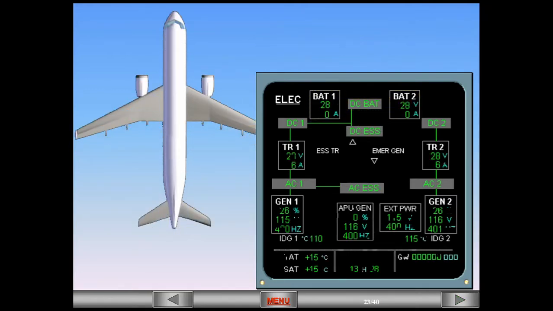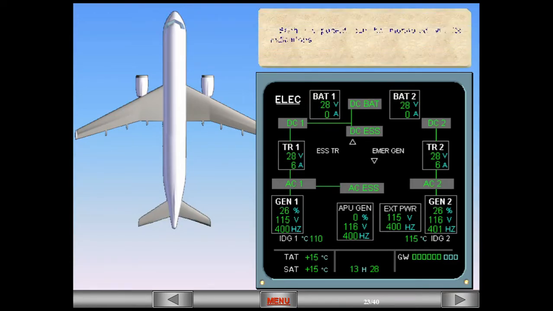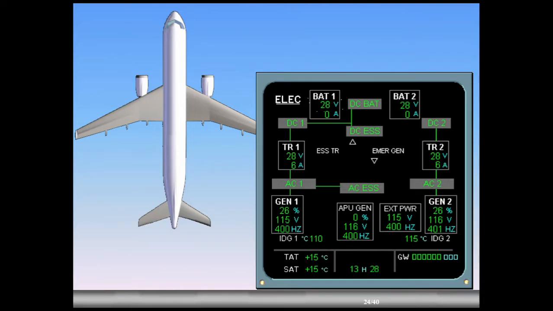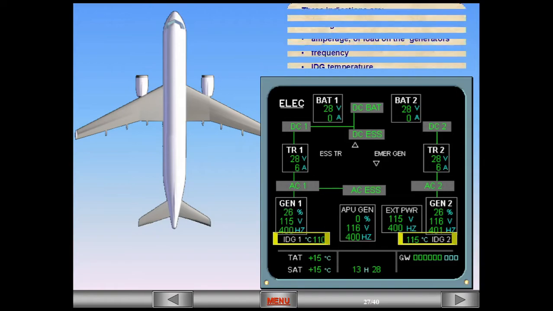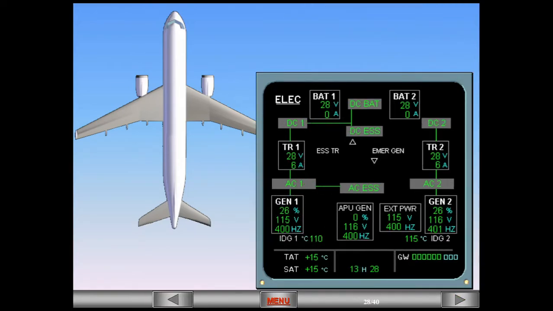Each component can be monitored via its indications. These indications are voltage, amperage or load on the generators, frequency, IDG temperature. You can also notice that the different connections are displayed via green lines.